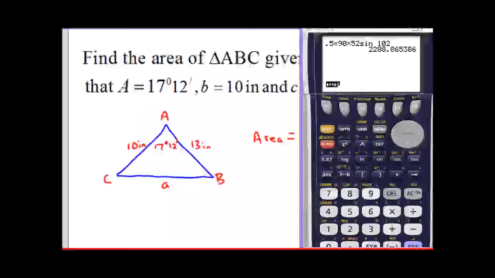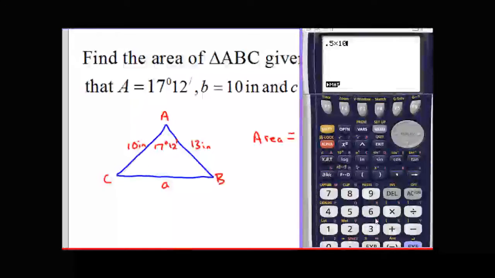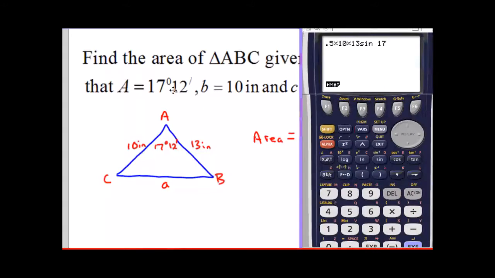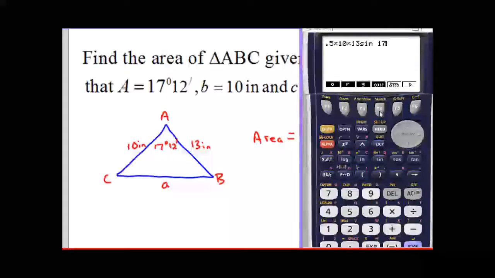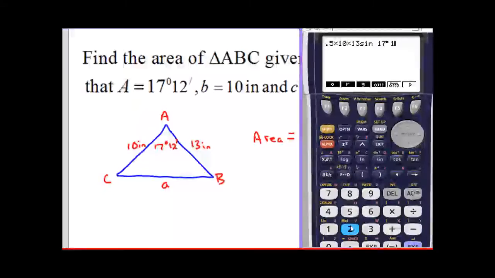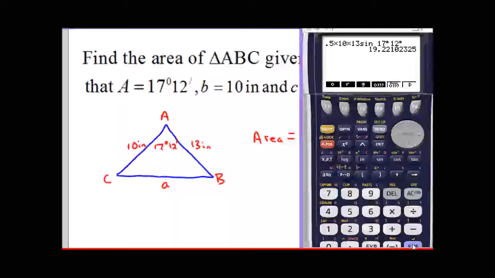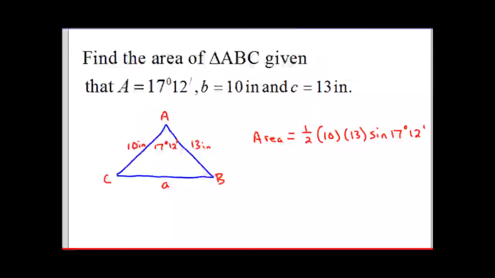All we do now is type that in the calculator. So I do 0.5 times 10 times 13, and then I multiply that by the sine of 17. Now remember, to get to degrees, minutes, seconds on these Casios, we go option, we scroll over to angle, and there it is right there above that 4. 17 degrees, 12 minutes. So the area would be 19.221 square inches, I meant to say.